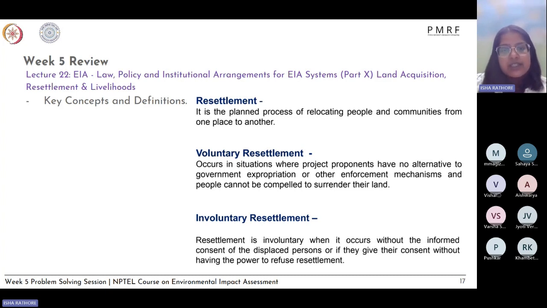The opposite of voluntary resettlement is involuntary resettlement. So resettlement is involuntary when it occurs without the informed consent of the displaced person, or if they give their consent without having the power to refuse resettlement.